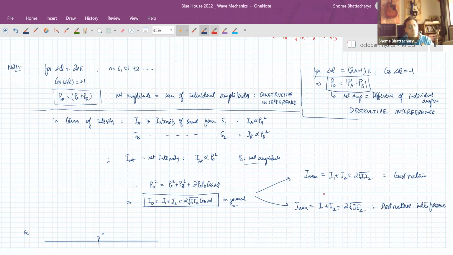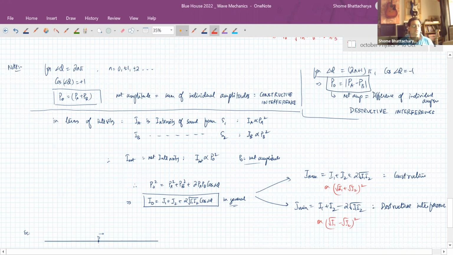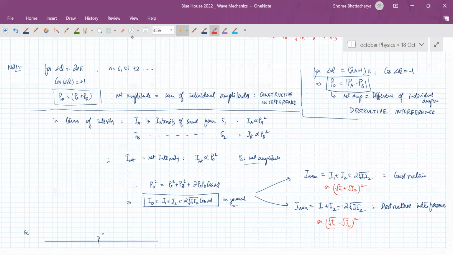Incidentally, this can also be written as square root of I1 plus square root of I2, whole square. And this can also be written as square root of I1 minus square root of I2, whole square. This is just another way of expressing the maximum and minimum possible intensity. And in general, for any value of delta phi, the intensity becomes like this. So just make a note of this, people.